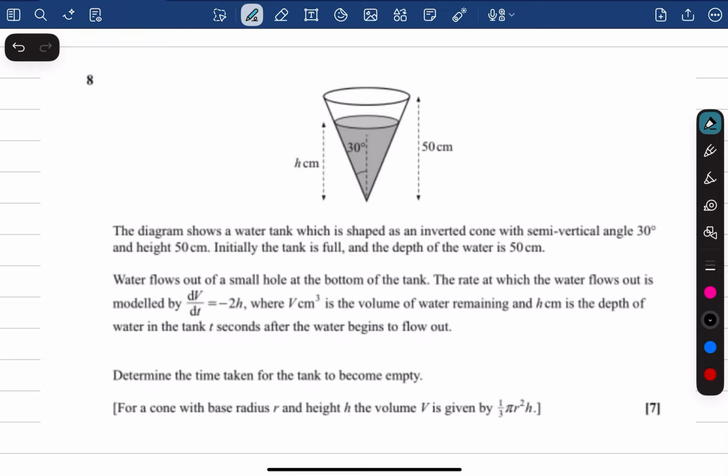But if you get it wrong, don't worry about it. Just make sure you learn from your mistake, and if you got it right, then amazing. You're on track for that A-star. So pause it, have a go, and I'll go through the worked solution.